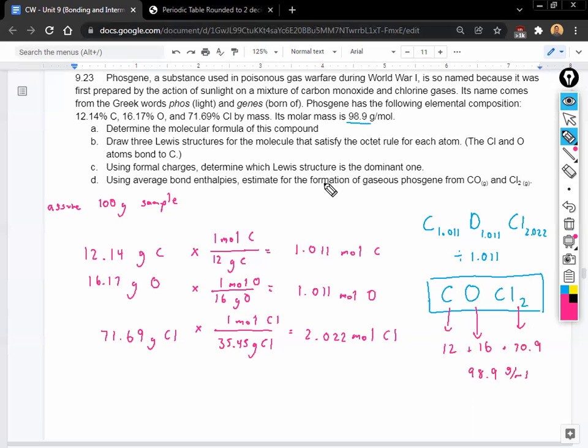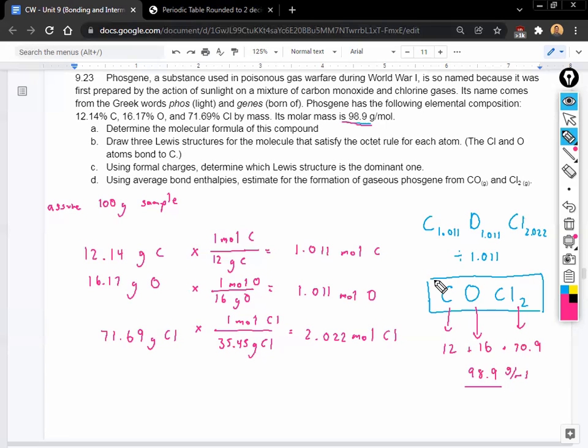Okay. Yeah, what's up? Yeah, it's both the molecular and empirical, because if we find the molar mass of the empirical formula, it's the thing that we were looking for. But if it was double, then you would have to double the empirical formula to C2O2Cl4. But since it's what we're looking for, 98.9, 98.9, this is both the empirical and the molecular formula. Okay.